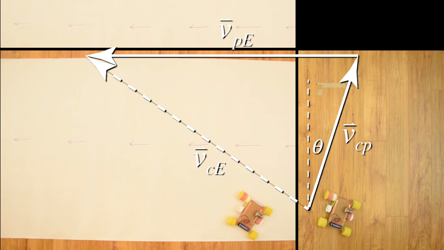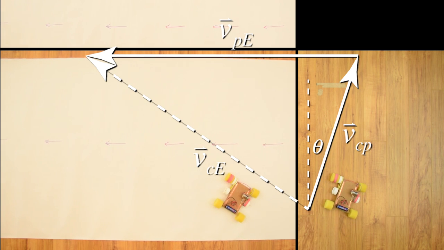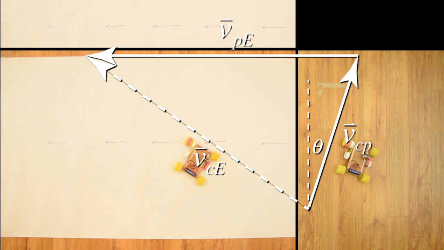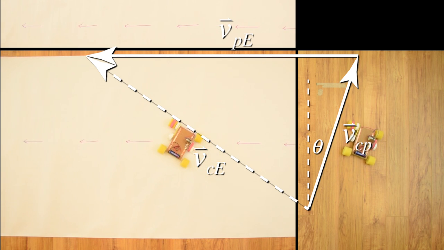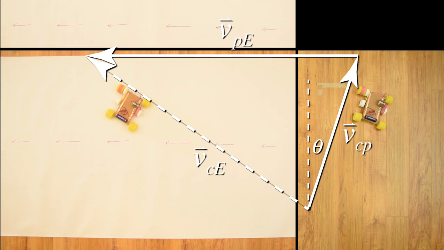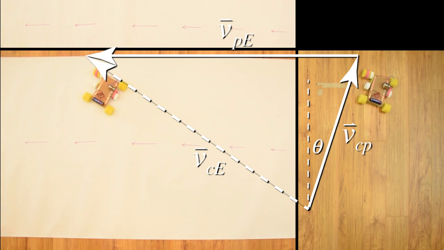Let's add the tip-to-tail vector diagram. You can see the velocity of the car with respect to the Earth is the resultant vector of the sum of the velocity of the car with respect to the paper and the velocity of the paper with respect to the Earth. Now, let's write out that equation.